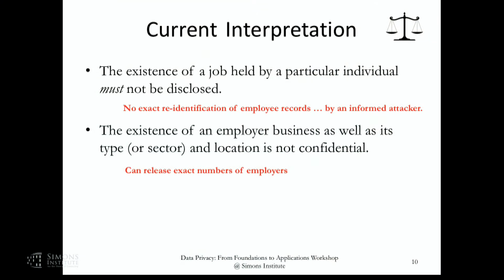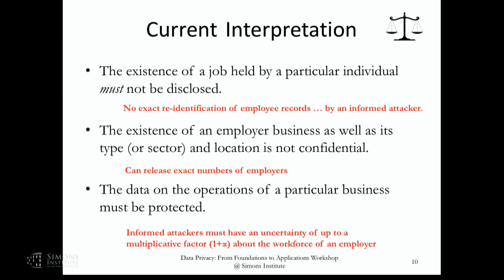And the other interpretation basically was that the existence of an employer business in almost most cases, as well as its type or sector, and location is not confidential. These are physical businesses that actually physically exist in some physical location, because if you look at the schema before, there was an address or a geography associated with that thing. And since these are businesses with physical locations, presumably you can go and check that it exists. So the existence of this is not confidential. You don't need to hide the presence or absence of an employer.